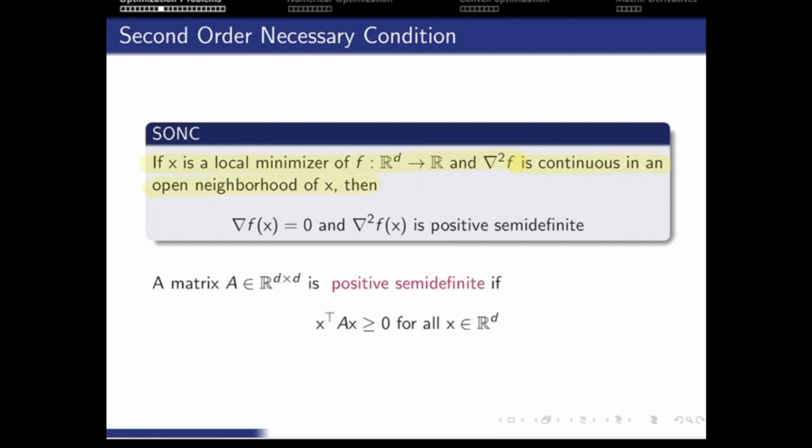And then the second order necessary condition for a local minimizer is that the gradient is equal to 0 and the Hessian is positive semi-definite. Positive semi-definite, we did not have this yet. It says that a matrix A is positive semi-definite if for any vector x we have that x transpose times A x is larger than or equal to 0.